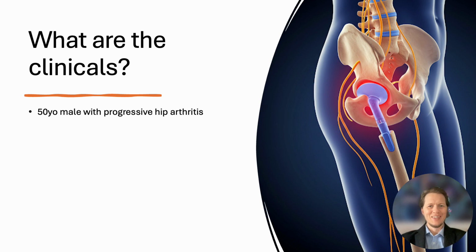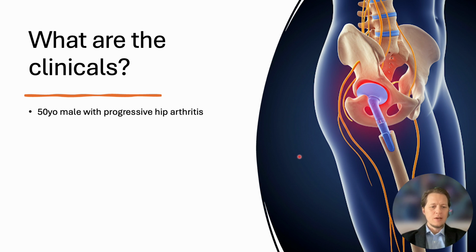Well, it's not. So what are the clinicals of this 50-year-old male? Progressive hip arthritis. You could say that is an early age, and I would say you are correct. And some people may say, "Oh, it's fine. It's just a case of FAI and bad hip."